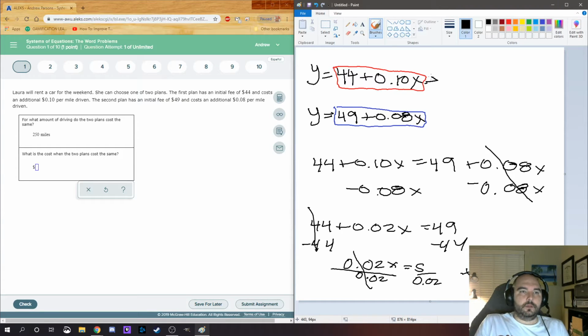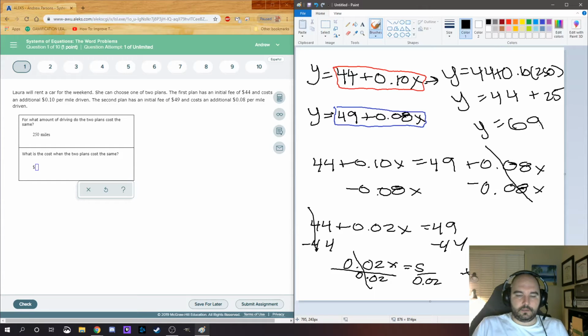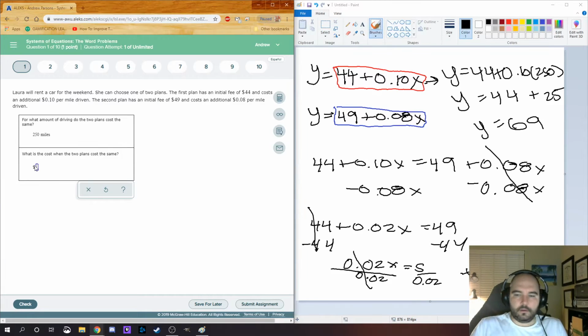All right, so I'm going to write y equals 44 plus 0.10 times 250, taking the x out, writing 250, and I get y equals 44 plus, and 10 cents times 250 is 25, and y equals, these add up to make 69.